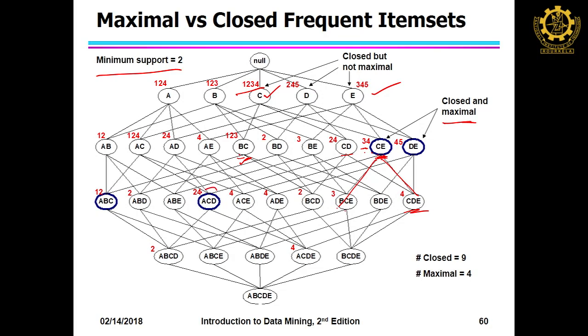So, similarly for ACD, if you see the superset is this one, and its superset is this one. So, this is one transaction, this is one transaction, and it has 2 transactions. So, it must be closed. ACD is frequent, but its corresponding superset is not frequent. So, then ACD will be the closed as well as the frequent maximal item set.